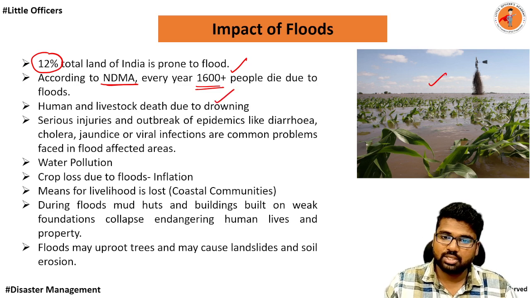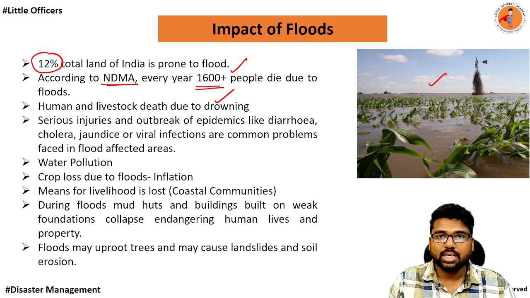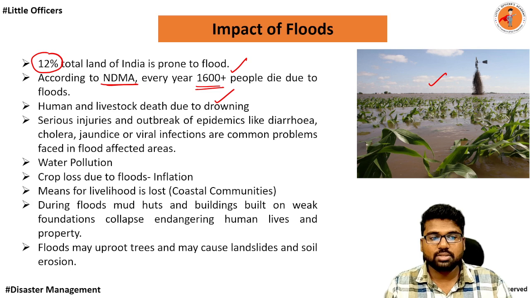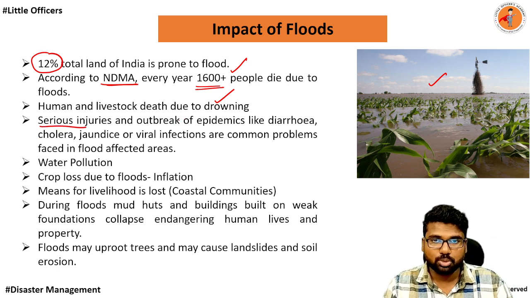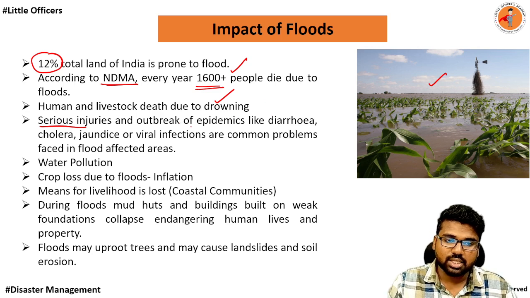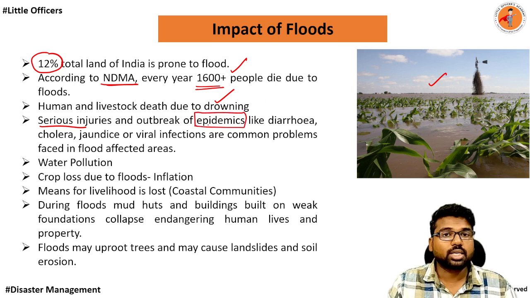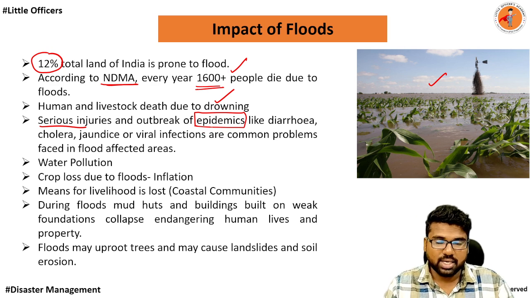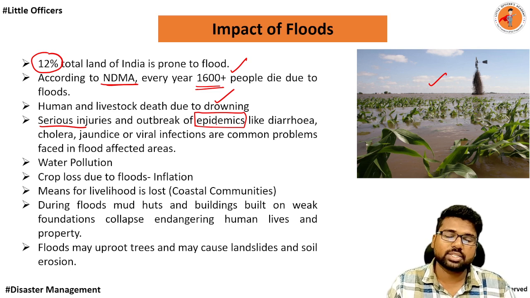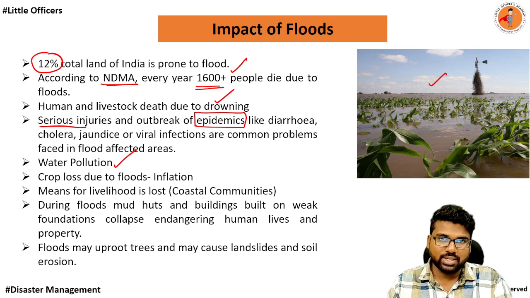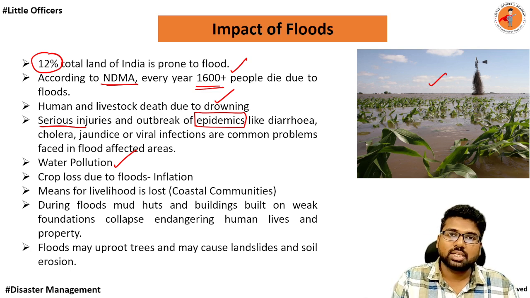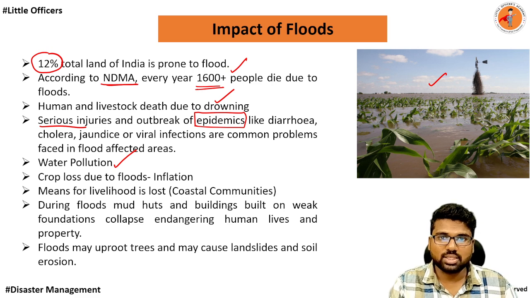For example, see, this entire crop is drowned and crop loss happens. So crop loss triggers food insecurity and inflation. Similarly, serious injuries, and because of water pollution, it can also trigger the outbreak of waterborne diseases like diarrhea, cholera, jaundice, viral infections, etc. Similarly, water pollution. See, when floods happen, the riverine water or fresh water can mix with drainage water or sewage water, leading to pollution.